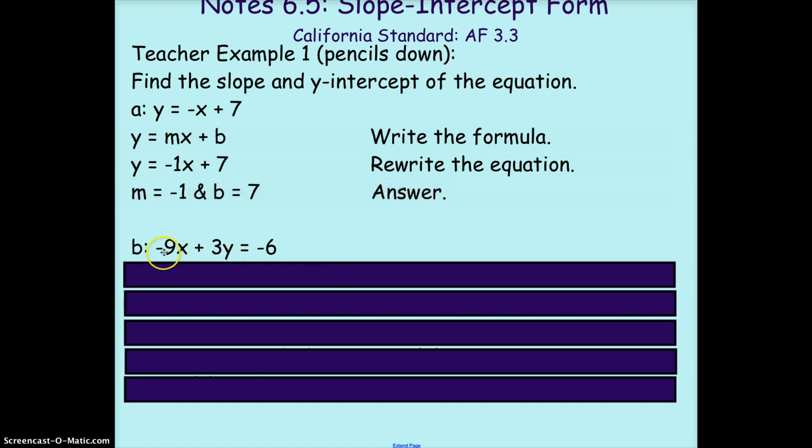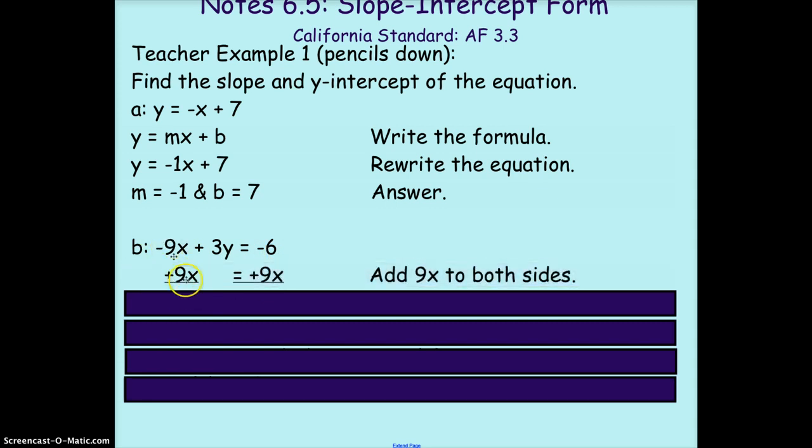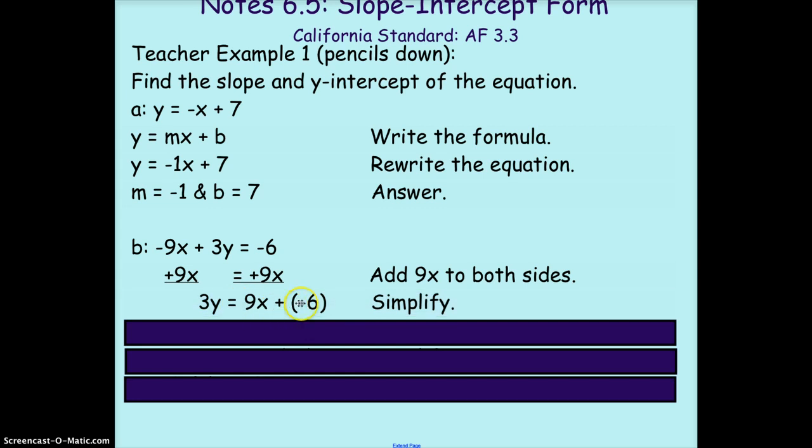On this problem here, we actually have to do a little solving of the equation in order to get them in the proper form. So we're going to start by adding 9x to both sides. That way these cancel out. And we'll have 3y equals 9x plus -6.